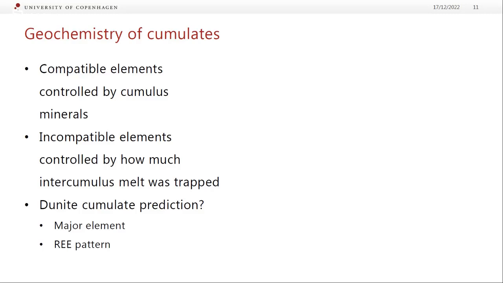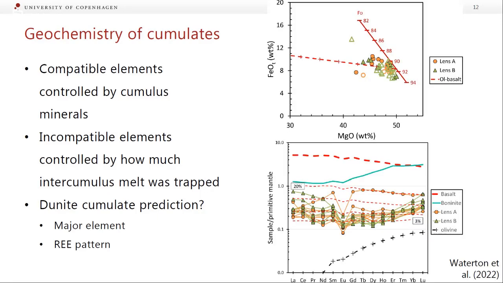So if we had a magma with a flat rare earth element pattern, what's the dunite cumulate going to look like compared to that? It's got to be lower concentration. Exactly, because we're taking this intercumulus melt, or trapped liquid, and we're just diluting it with a bunch of olivine, and olivine doesn't take in rare earths, so we're just going to lower it. What that looks like, this is from some work I did.